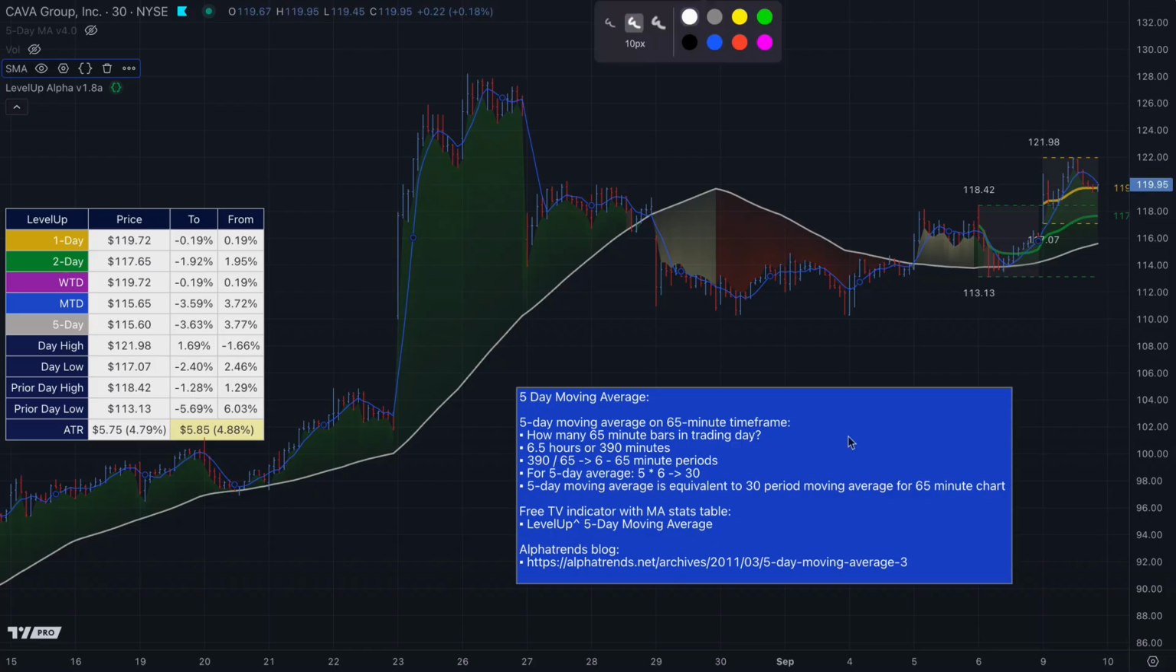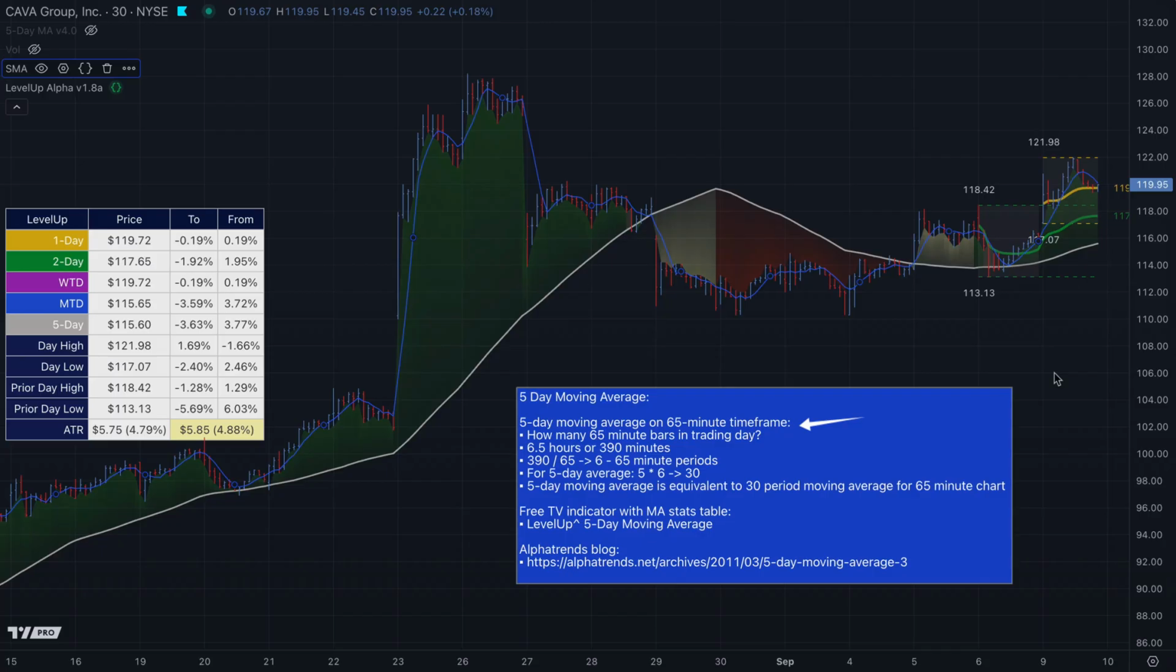So let's walk through an example of calculating the 5-day moving average for a 65-minute time frame. The first question we need to answer is how many 65-minute bars are there in a trading day? The trading day in the US is 6.5 hours or 390 minutes. So we divide 390 by 65 and we get 6. So we know that there's 6 65-minute periods in one trading day. So for the 5-day average, we multiply 5 times 6 and we get 30.